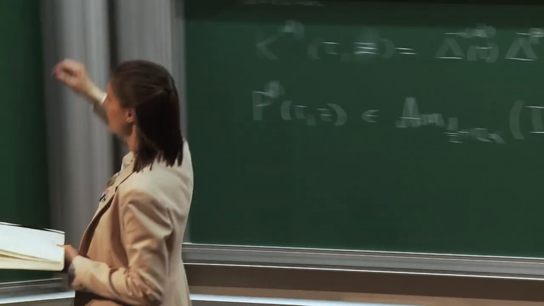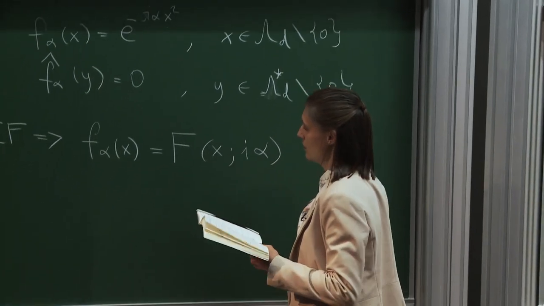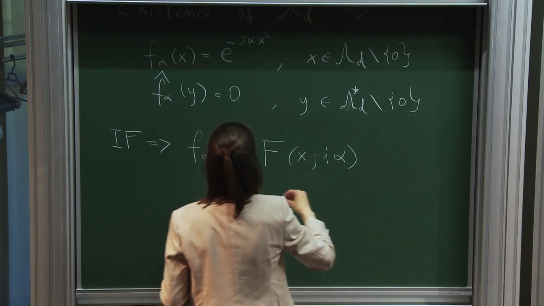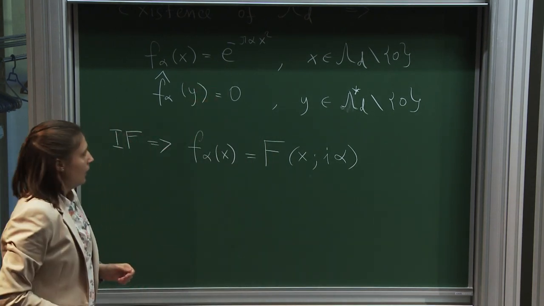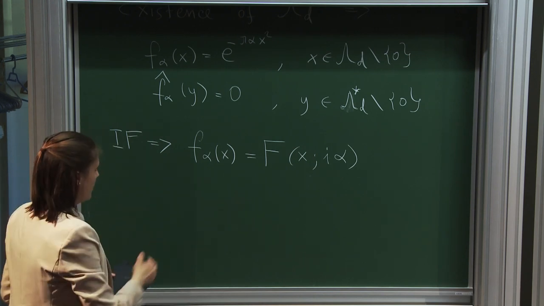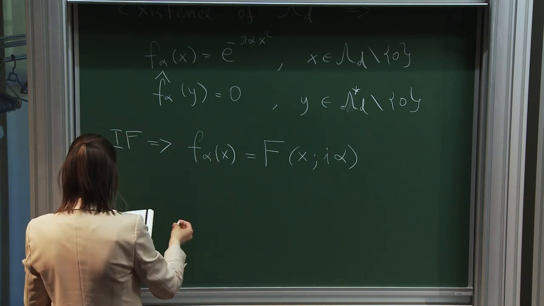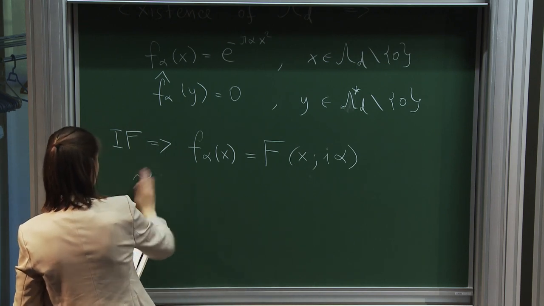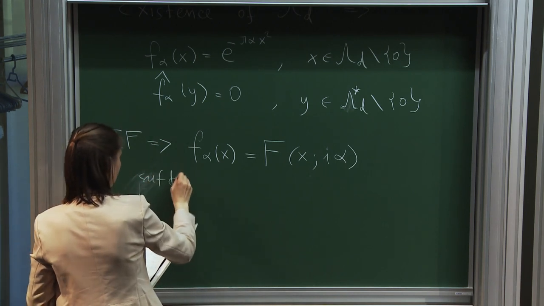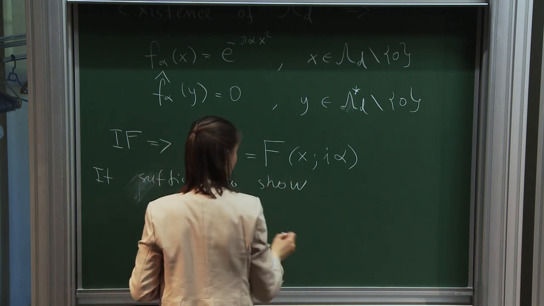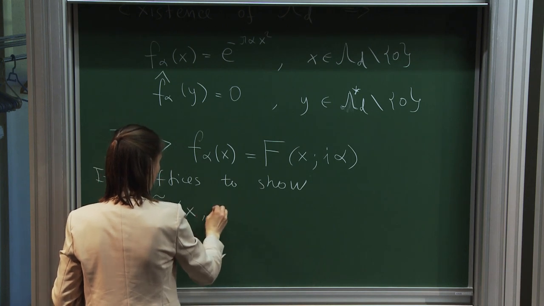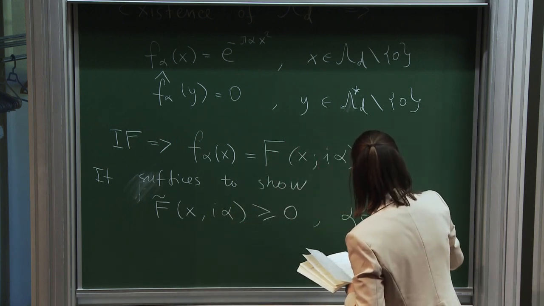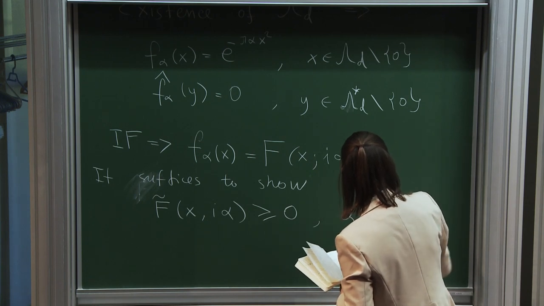And now, as we discussed last time, to prove the positivity, we need to show that this function is bounded by the corresponding Gaussian. It actually suffices for us to prove the following: to show that f tilde is non-negative when alpha is a positive real number.